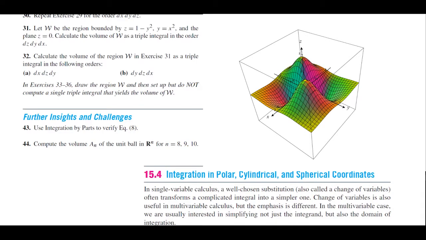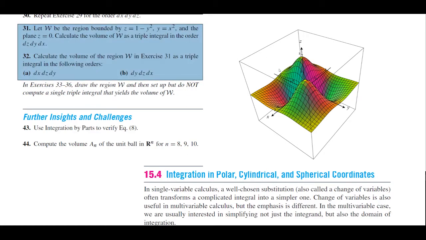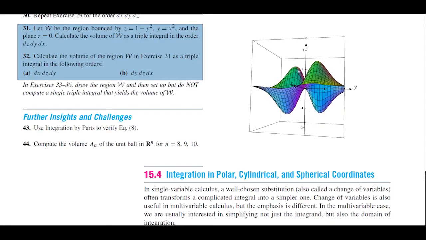All right, so here is another example of a triple integral rewriting the bounds. So we're going to go ahead and do this problem 31, and we're going to do 32 because it's a continuation of it. Over here in CalcPlot, we can go ahead and graph this.